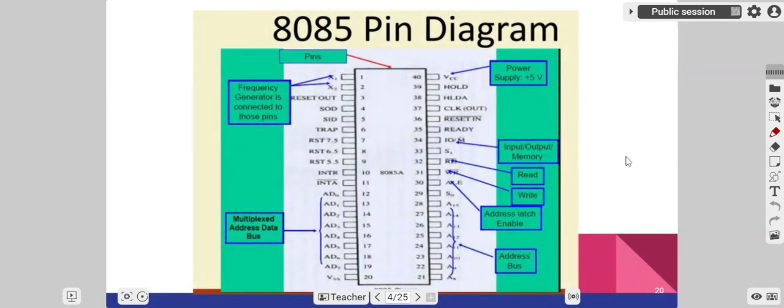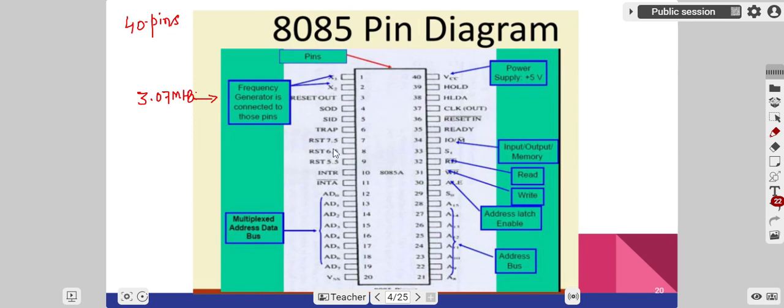This is the 8085 pin diagram. We already discussed that it has 40 pins in total, out of which the first two pins, X1 and X2, are used to connect a crystal oscillator between these two pins. This crystal oscillator is used to generate the 3.07 megahertz frequency. So the crystal oscillator is connected between these two pins.